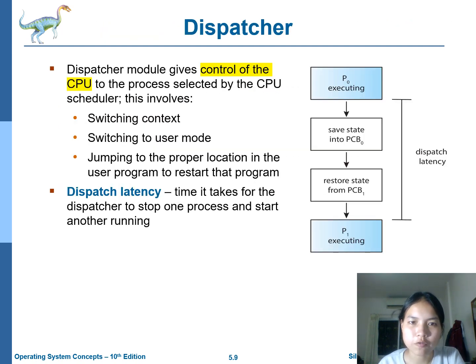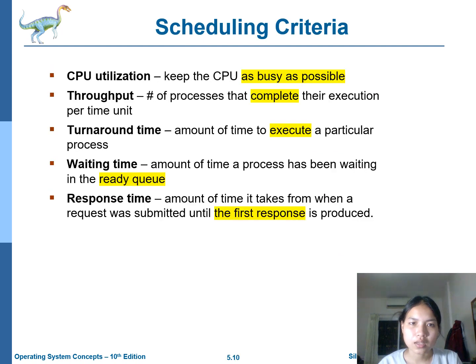The dispatcher module gives control of the CPU to the process selected by the CPU scheduler. It involves switching context, switching to user mode, and jumping to the proper location in the user program to restart that program. Dispatch latency: the time it takes for the dispatcher to stop one process and start another running.